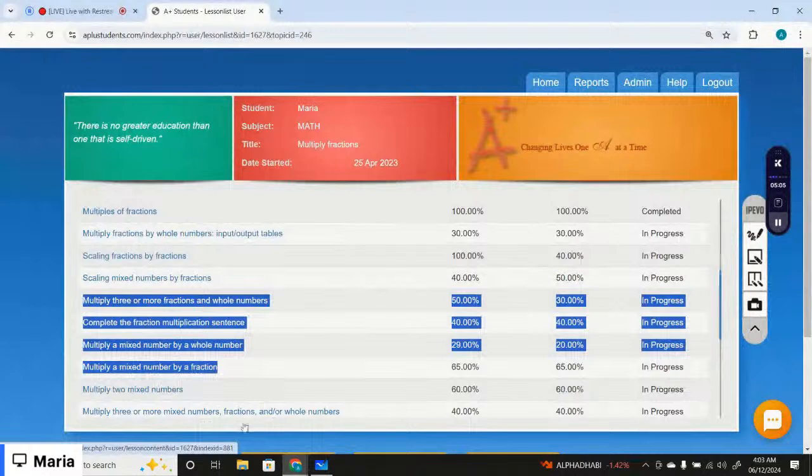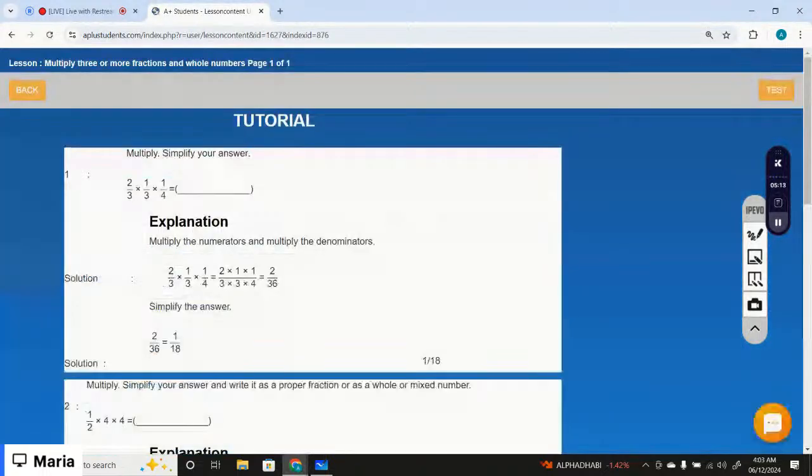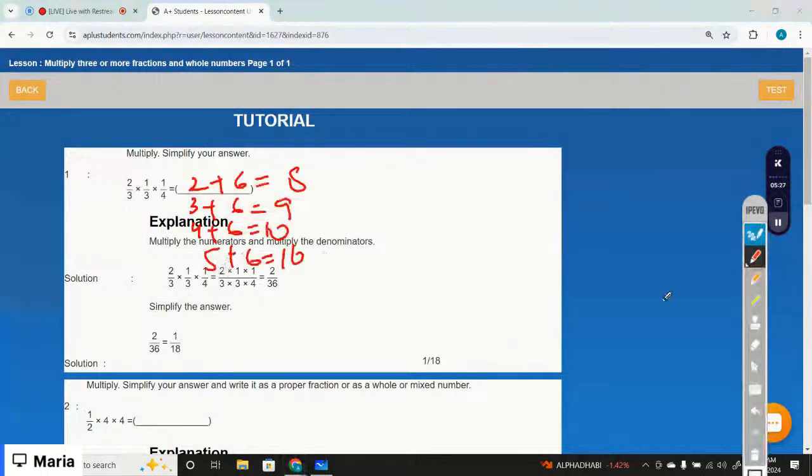Here I am on grade 5 math. The chapter we are on right now is multiply fractions. Multiply three or more fractions and whole numbers: 2 by 3 times 1 by 3 times 1 by 4. So how do you multiply more than two fractions? You have to multiply all the numerators divided by all the denominators. So you have to do 2 times 1 divided by 3 times 4, that is 2 divided by 36, that is 1 over 18.